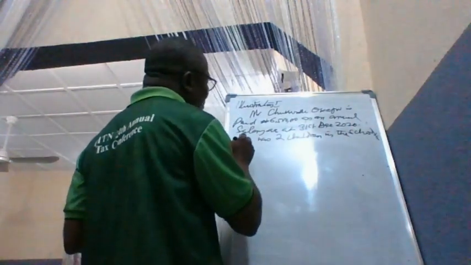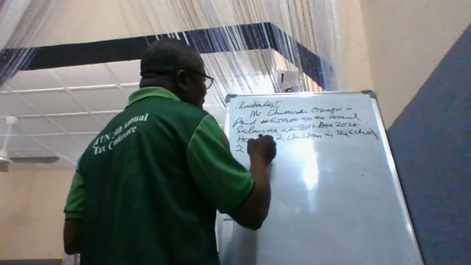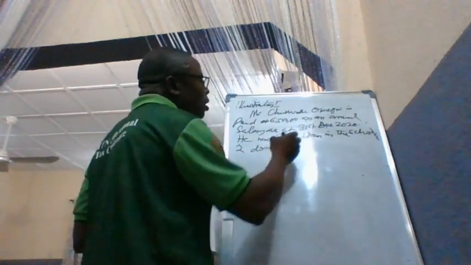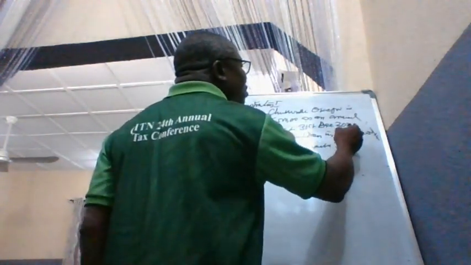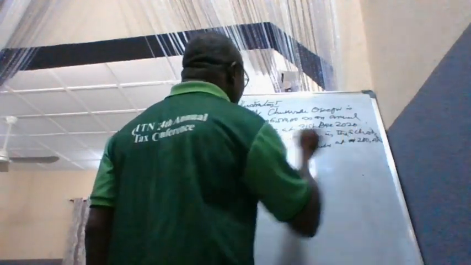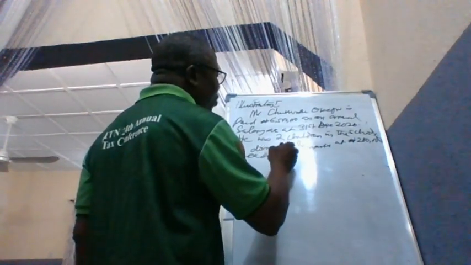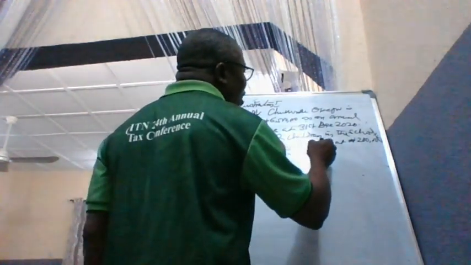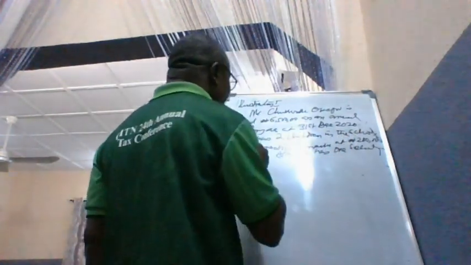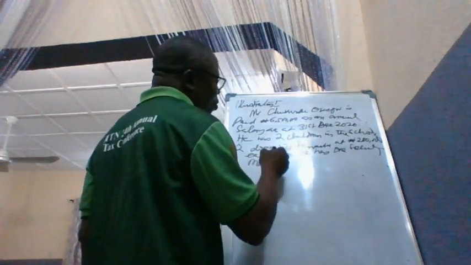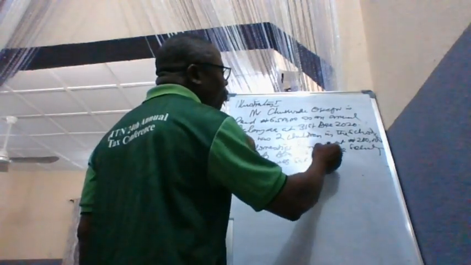And also, Chukwudi is entitled to 2 domestic servants at 200,000 naira each. Also, he has 1 security man with a salary of 150,000 naira.